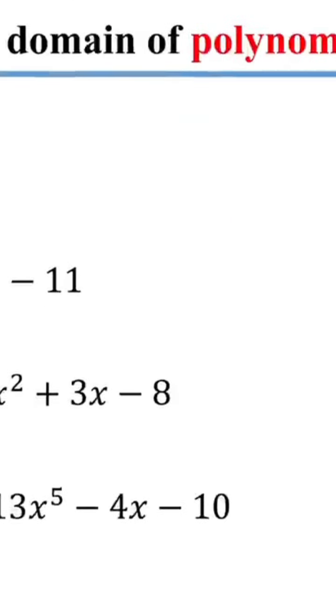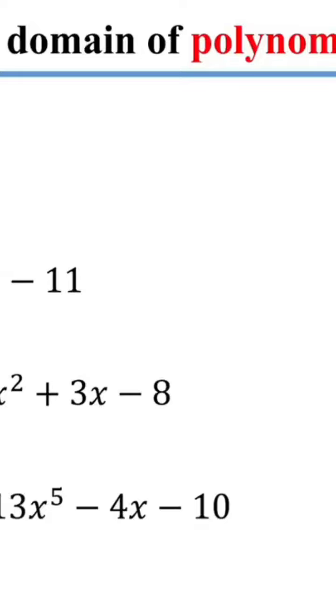Polynomial functions do not have a variable in the denominator or under a square root. So, we do not need to worry about dividing by zero or taking the square root of a negative number. Therefore, polynomial functions are defined for all values of x, which means their domain is all real numbers. In interval notation, this is written as, in parentheses, negative infinity, positive infinity. You can write the domain in either of these ways. They mean the same thing.